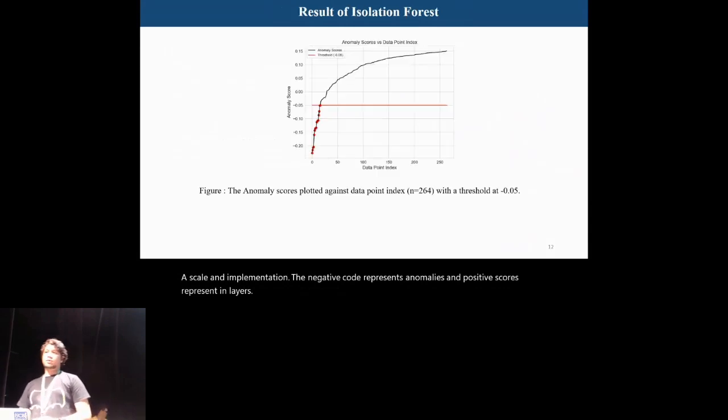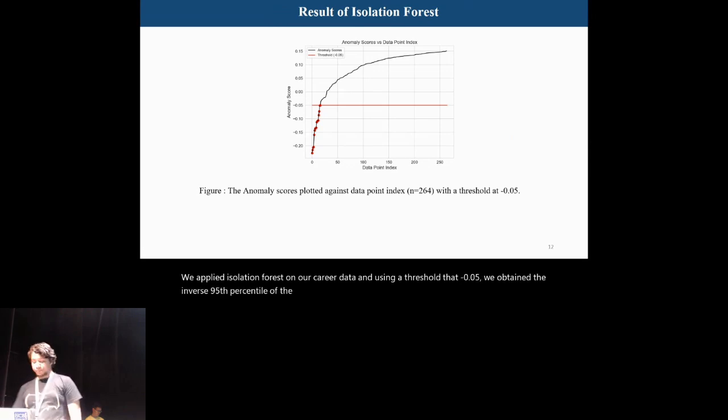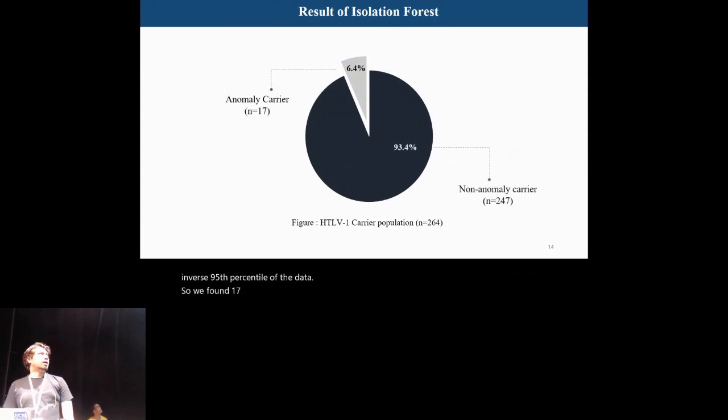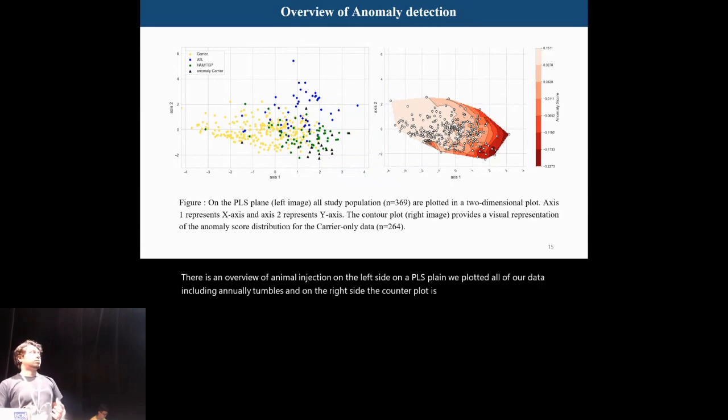We applied isolation forest on our carrier data, and using a threshold at minus 0.05, we obtained the inverse 95th percentile of the data. So we found 17 anomaly carriers and 247 non-anomalies. Here is an overview of anomaly detection. On the left side, on a PLS plane, we plotted all of our data, including anomaly samples. And on the right side, the contour plot is used to see the distribution of anomaly scores of the carriers.